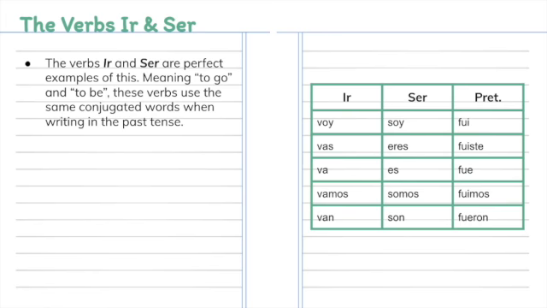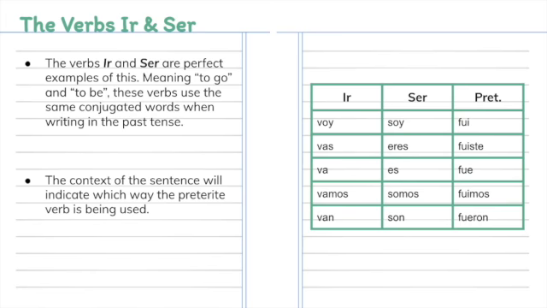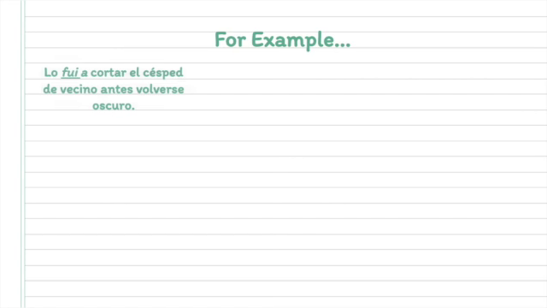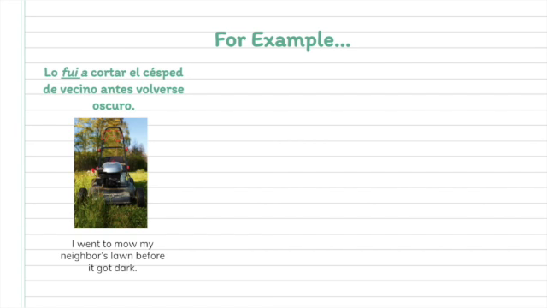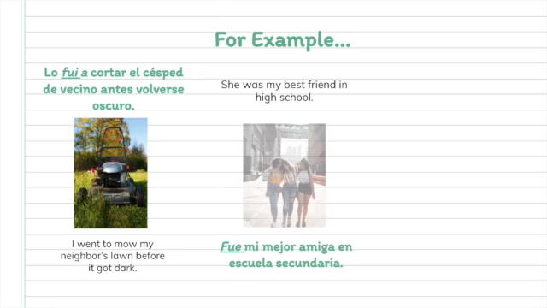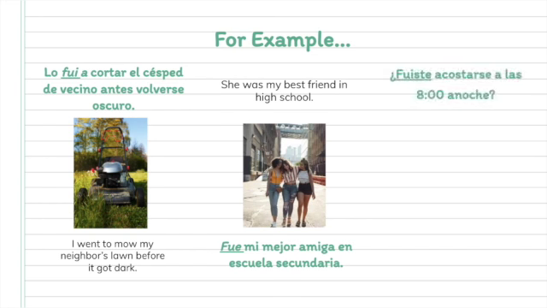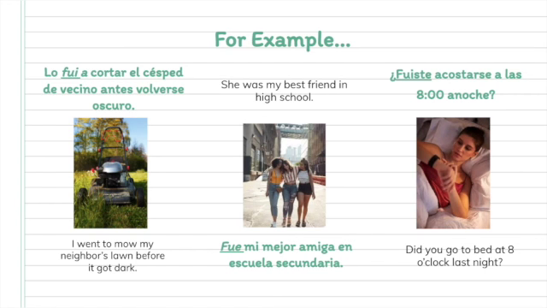Since they use the same word, you have to read the sentence to know the context so you can understand which verb is being used. For example, Fui a cortar el césped de mi vecino antes de volverse oscuro, which means I went to mow my neighbor's lawn before it got dark. In this context, of course, they're using the verb ir. Fue mi mejor amiga en escuela secundaria, which means she was my best friend in high school. In this context, they're using the verb ser. Fuiste a acostarte a las 8 anoche? Did you go to bed last night at 8? In this context, of course, they're using, again, the verb ir.